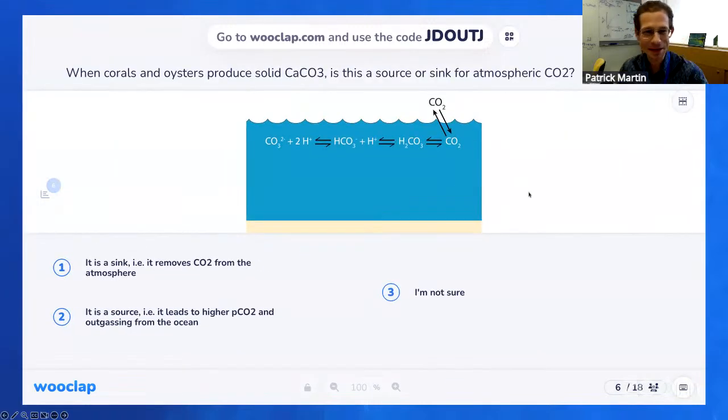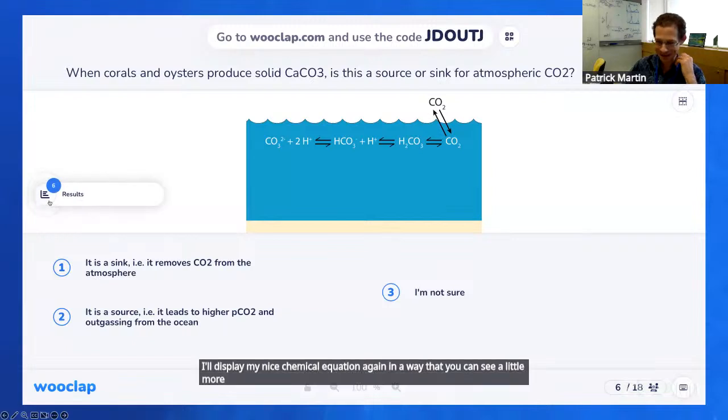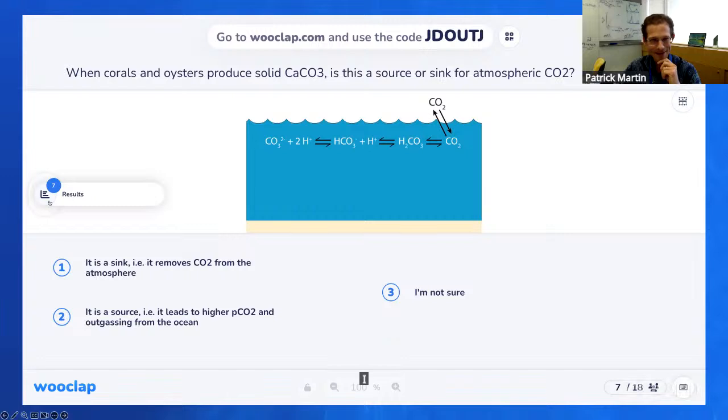I'll display my nice chemical equation again in a way that you can see a little larger. I'll give you all a little more time to think about that.